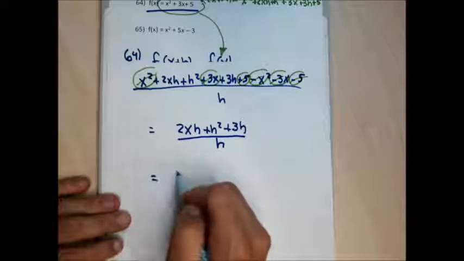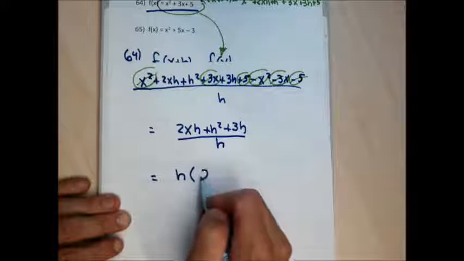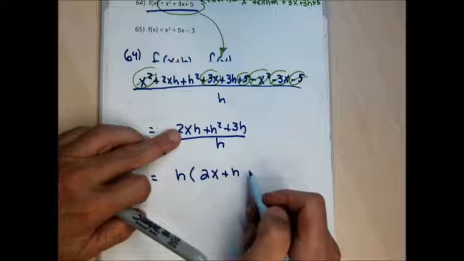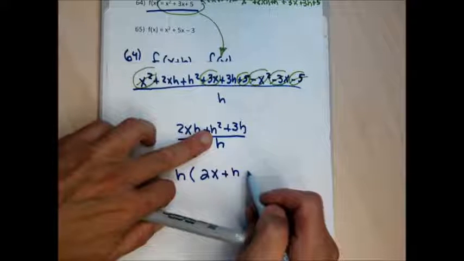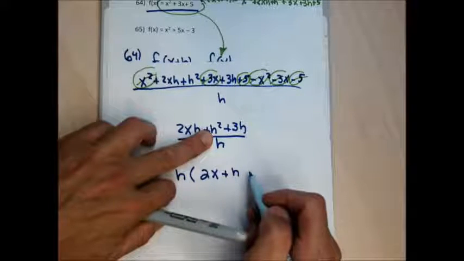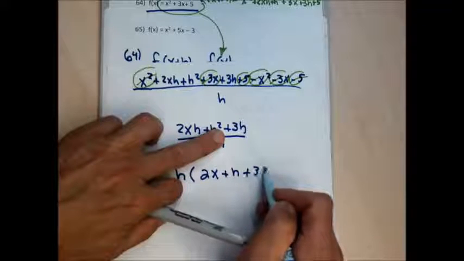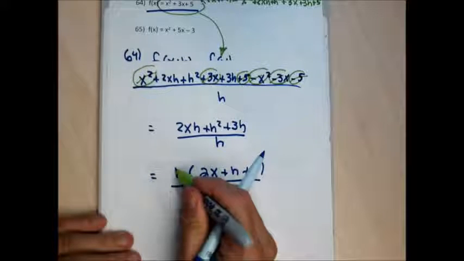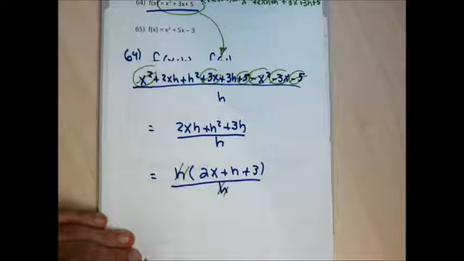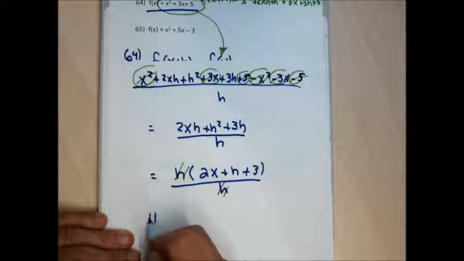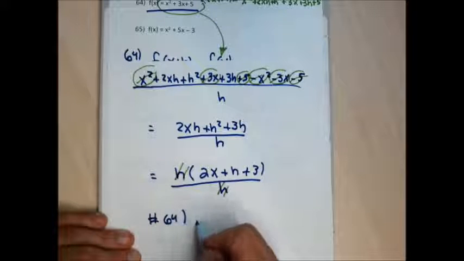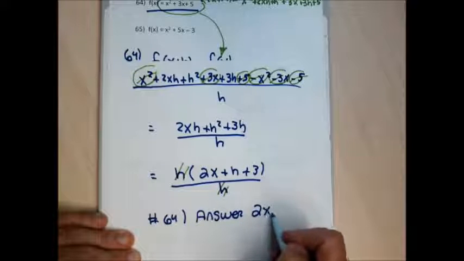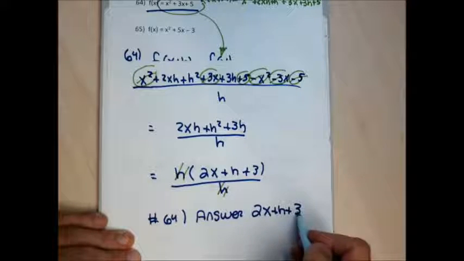Now I'm going to pull out a common factor of h from the numerator. And when I take an h away from each of the three pieces, I'll be left with 2x when taking the h away from there, 1h taking the h from there, and plus 3 taking the h from the 3h. Now the h's are going to cancel, which will make it so I don't need to write a fraction anymore. For number 64, my answer, the difference quotient is going to be 2x plus h plus 3.